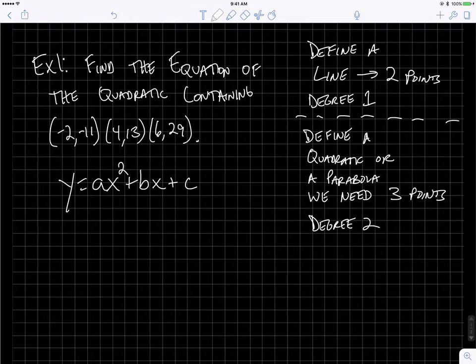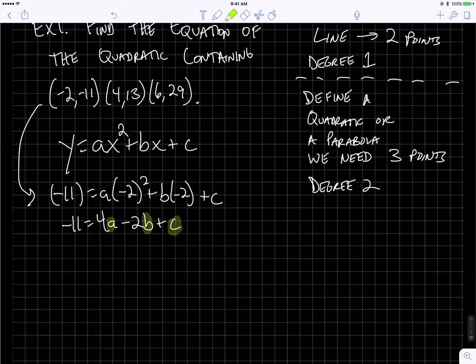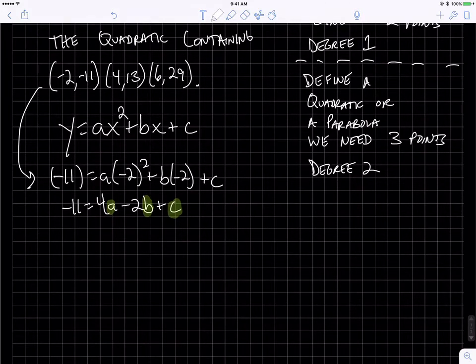So what I'm going to do is plug one of the points in for x and y. So negative 1, 1, and that'll give me my equation. If I simplify that equation, I get 4a minus 2b plus c. The problem with it is we have 3 variables, so we can't solve for any one of them with one equation. We need 3 equations since there are 3 variables, and we'll make a system of 3 equations. And that's how we will solve them. That's why we need 3 points.